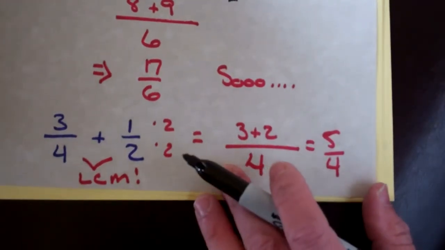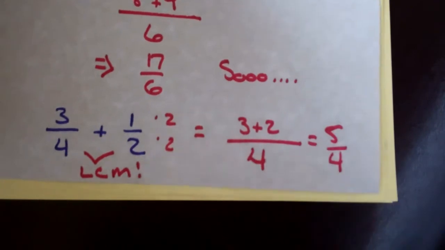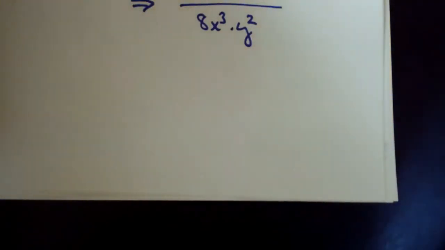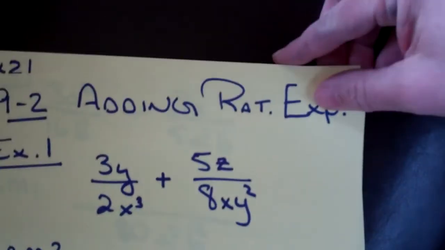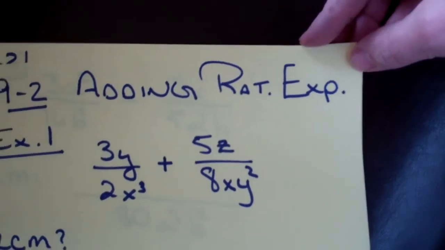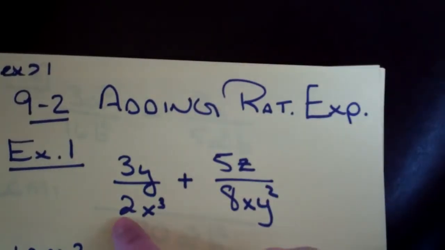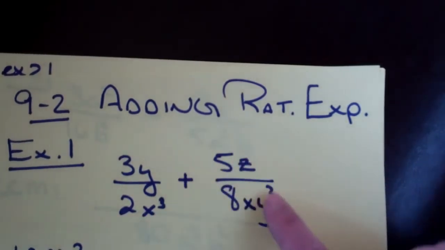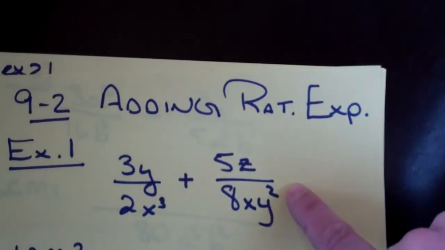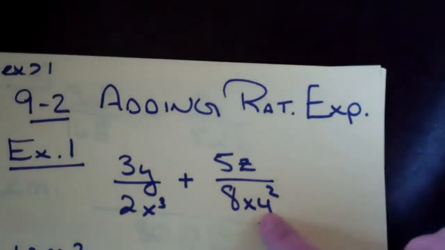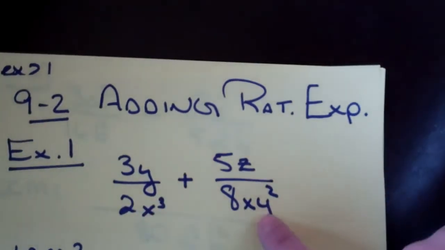Well, that's what you did in probably fifth and 6th grade. Let's talk about this one. Algebraically, if we're adding rational expressions, this is our first example. If you have 3y over 2x cubed plus 5z over 8xy squared, we need a least common multiple. What would be a smart denominator to use here?